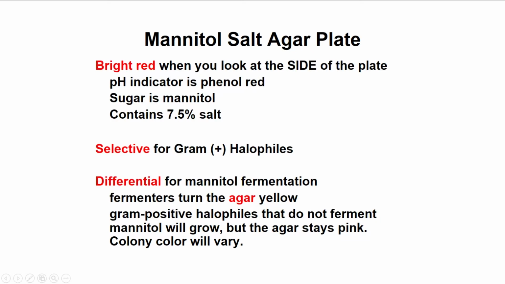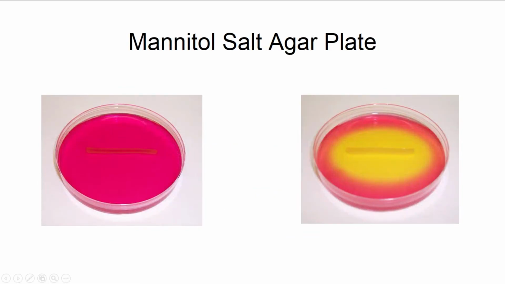And then from those, you can differentiate those who are able to ferment mannitol from those who cannot. If you're able to ferment mannitol, you create a bright yellow zone on the agar. If you stay pink, then you will be mannitol negative. You cannot ferment mannitol. So here you guys can see we've got a dark growth line here and a growth line here. So these are both gram-positive halophiles.